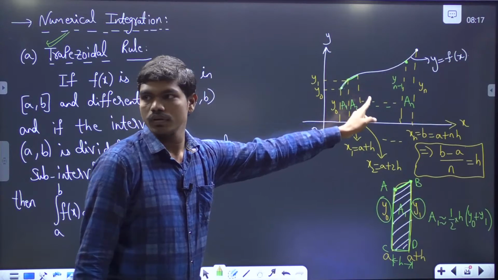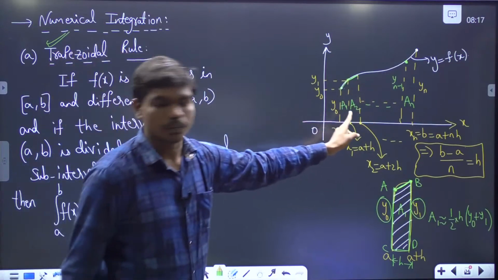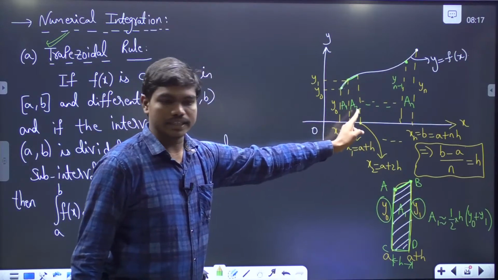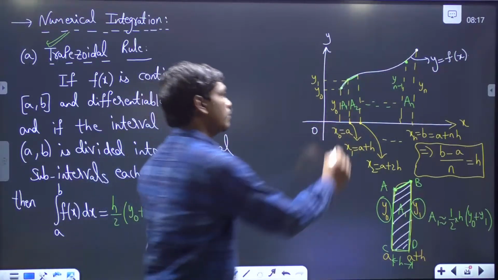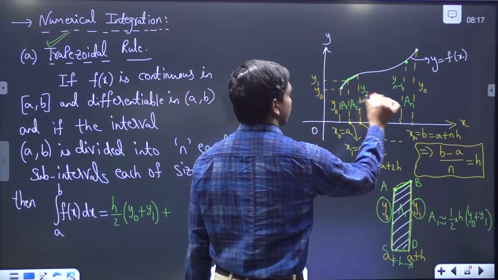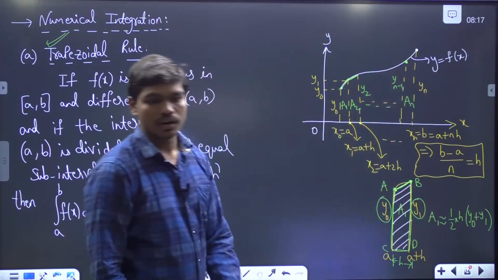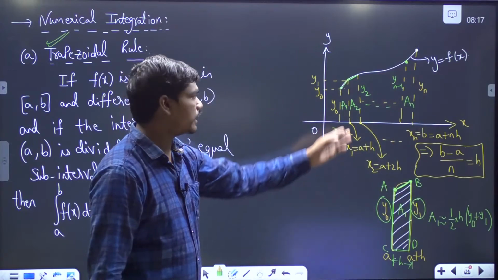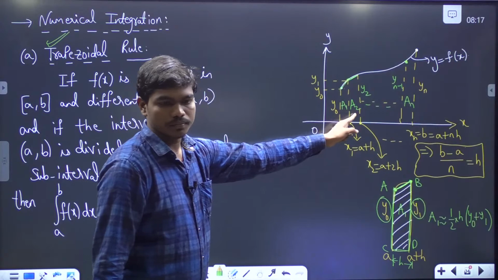All of you, around 48 are on live. So please tell me what could be the area of the second trapezium. If this is Y1, this is Y2, and so on, Yn minus 1, Yn and all. What could be the area of this trapezium?